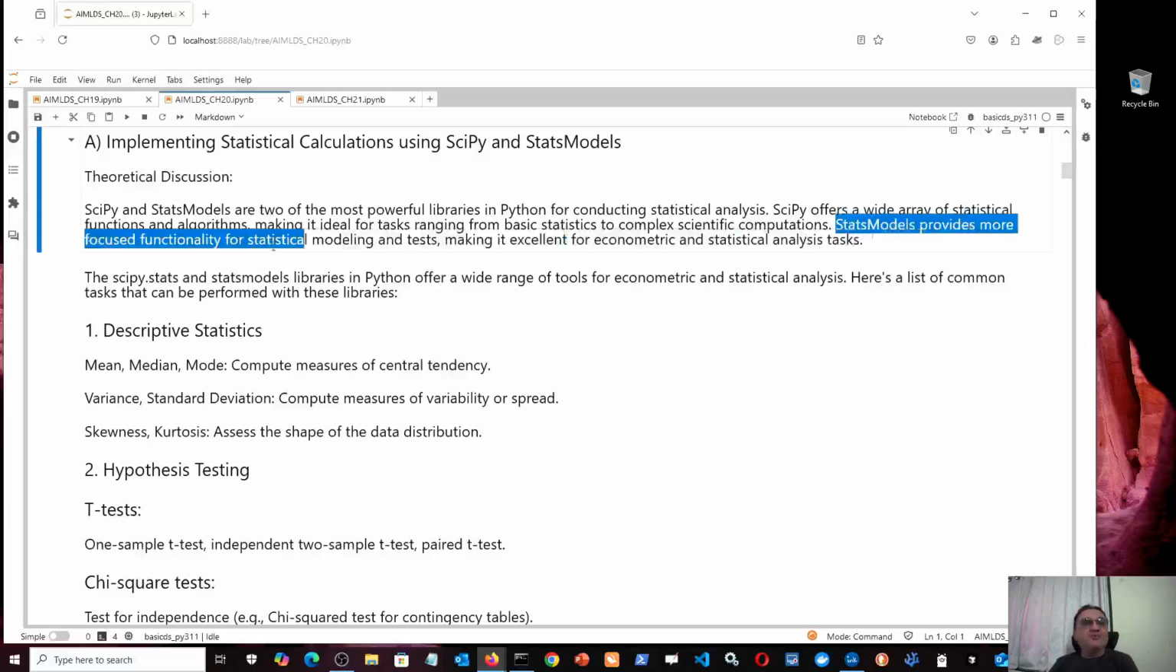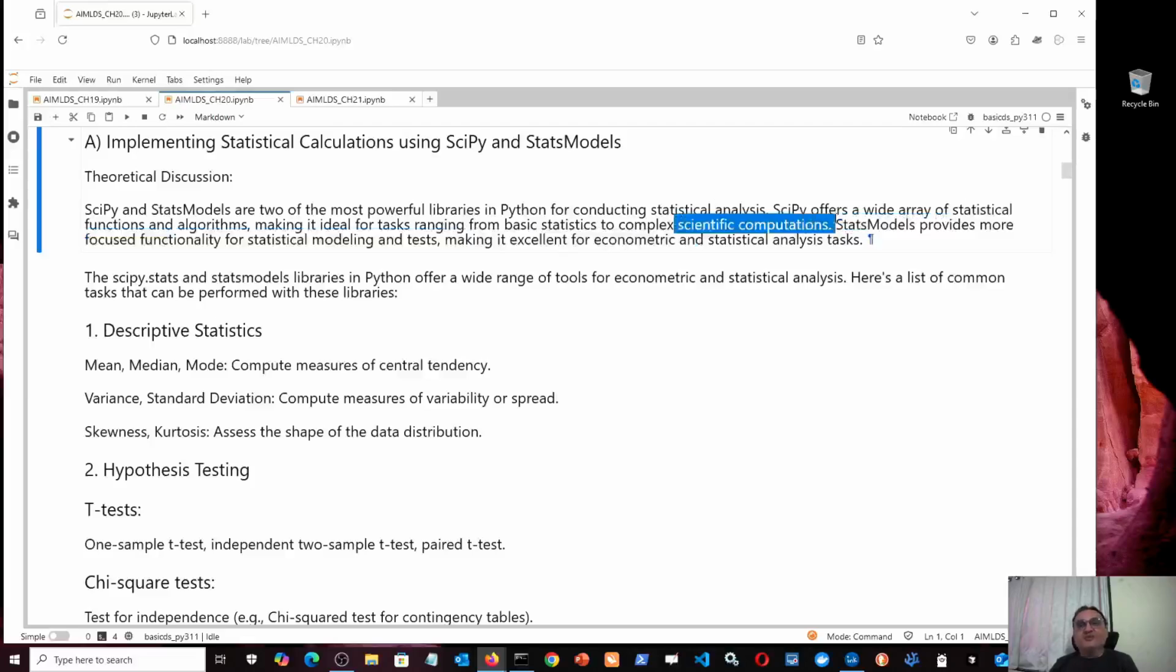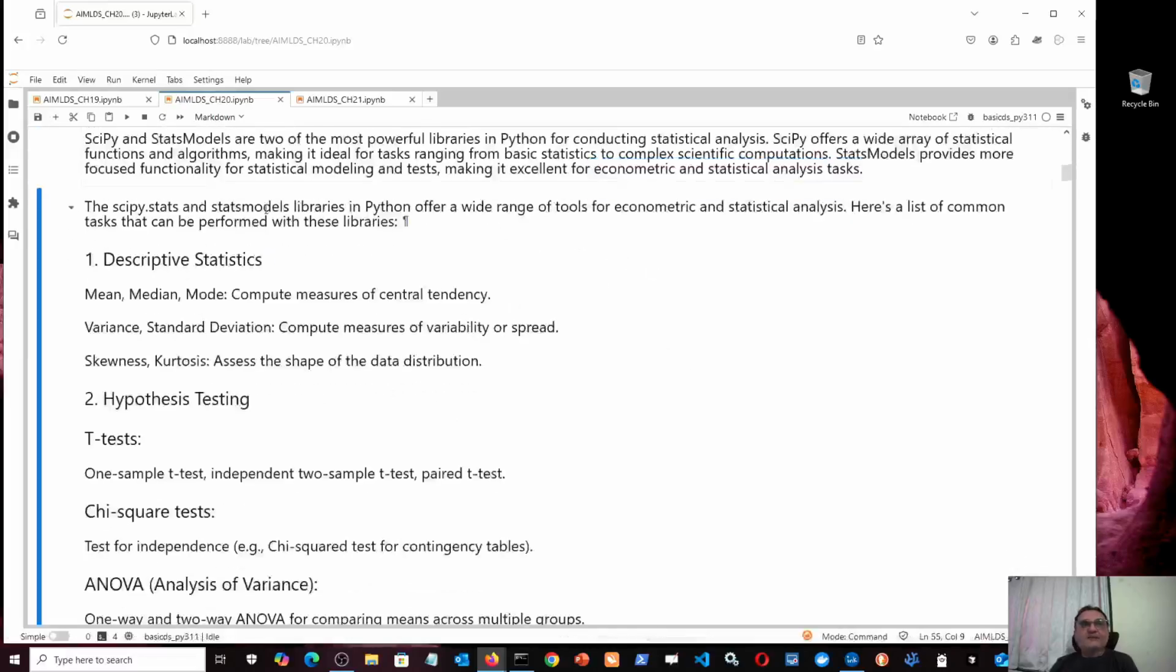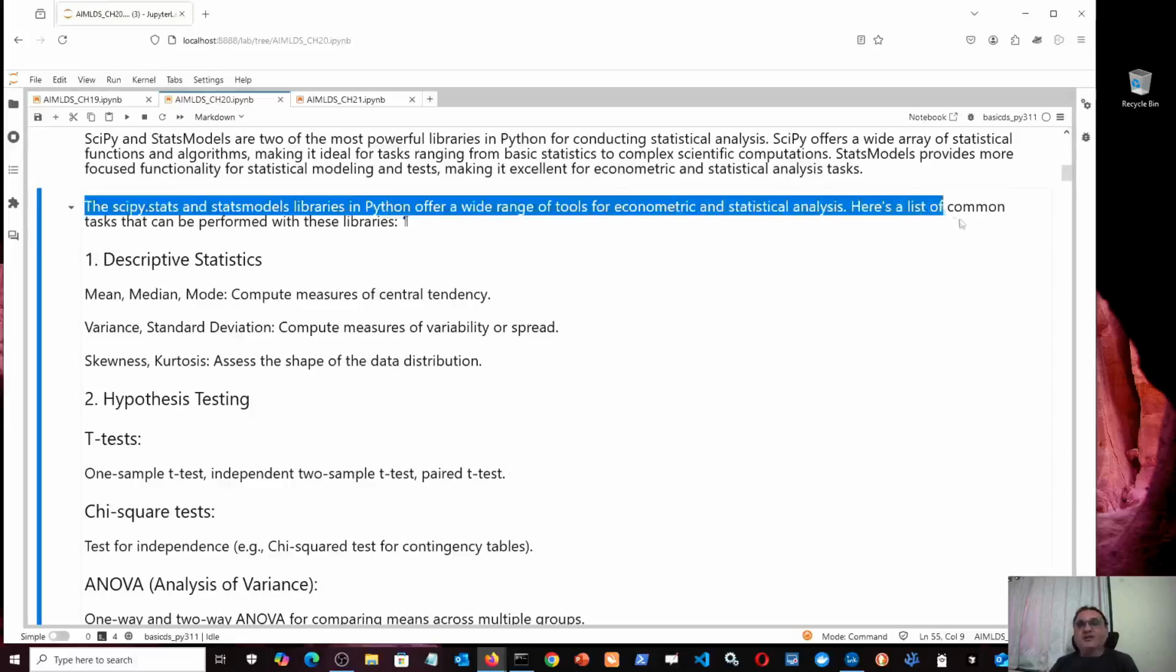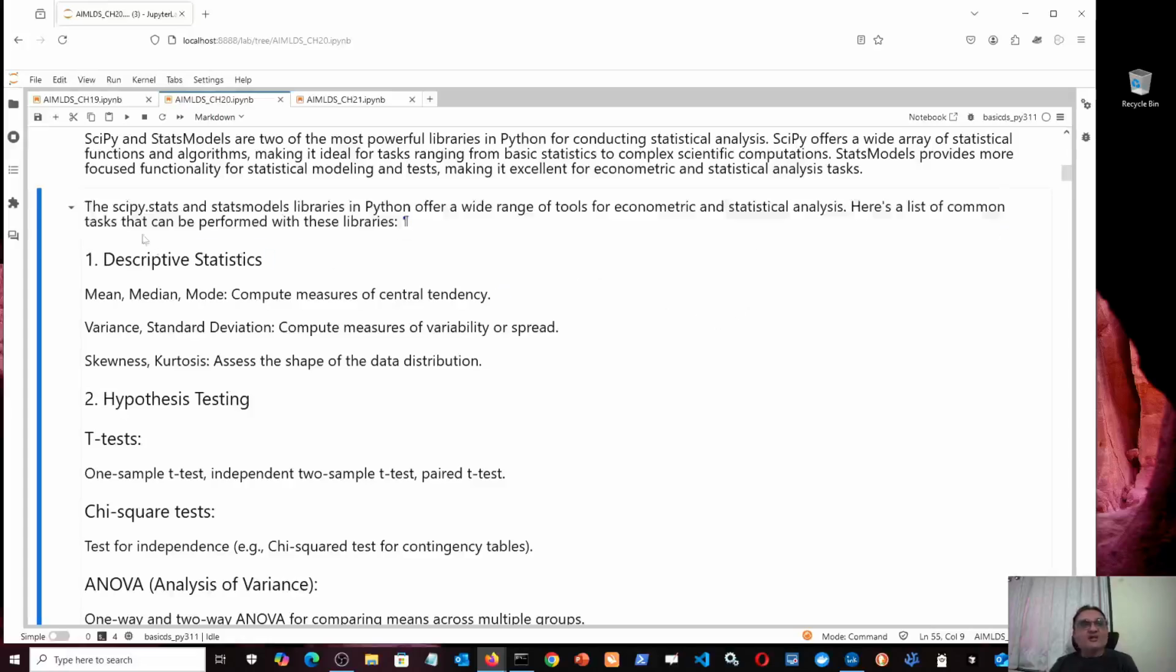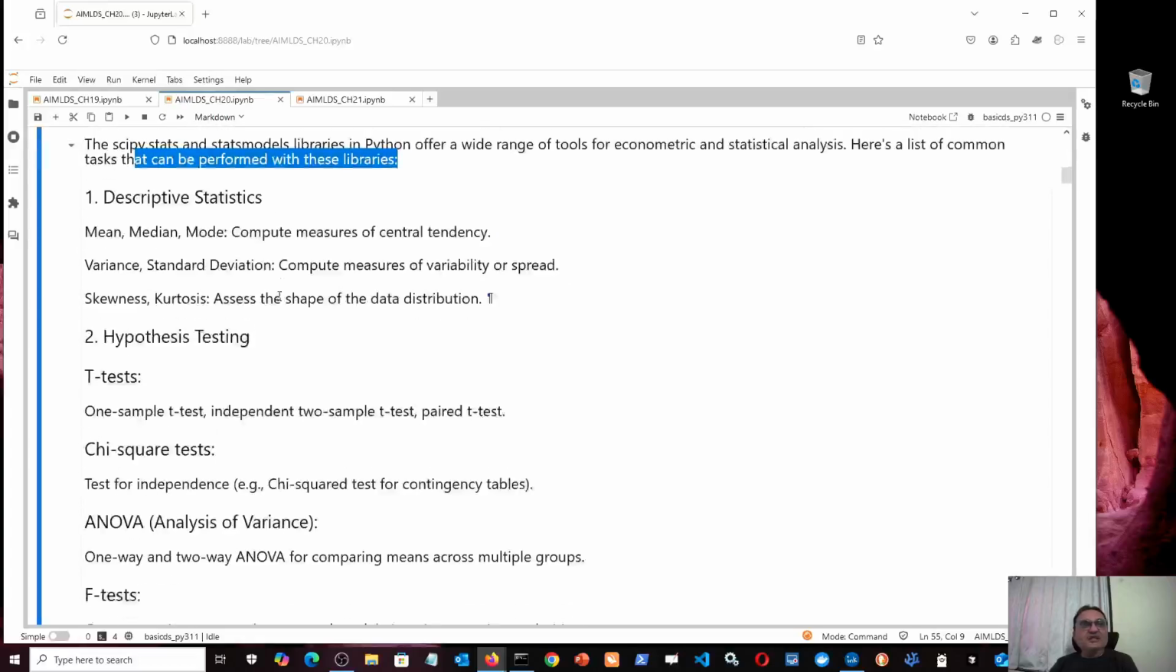So Statsmodels provides more focused functionality for statistical modeling and tests. It is not for scientific computations as such, but exclusively focuses on statistical modeling and tests. And Statsmodels is an excellent library for econometric and statistical analysis tasks. Both these libraries offer a wide range of tools for econometric and statistical analysis. So we want to discuss some of the common tasks which can be performed with these libraries.